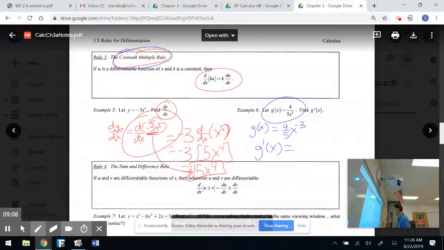Okay, the derivative. Well, that's just a power rule, right? That 4/5 is like a constant, so that's going to stay there. I could pull it out if I wanted to. Drop that 3, I get a negative 12/5 x to the negative 4th.